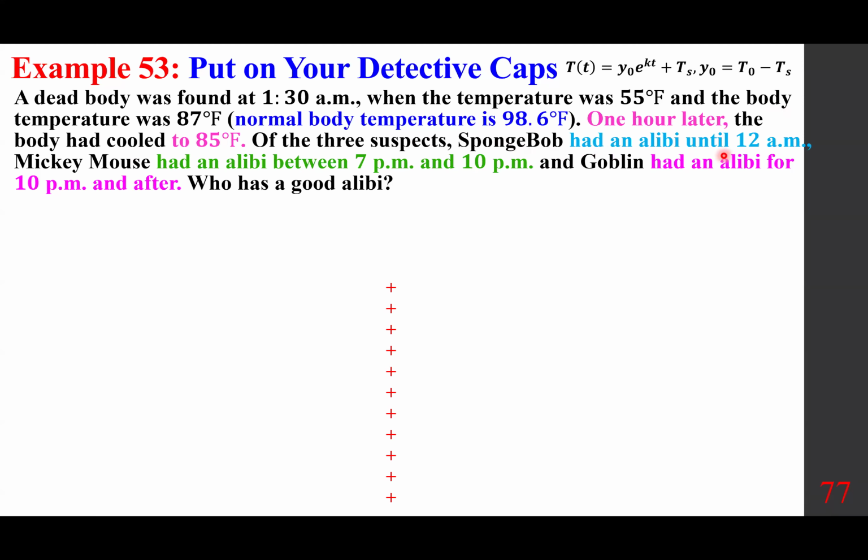SpongeBob had an alibi until 12 a.m. Mickey Mouse had an alibi between 7 and 10 p.m. And Goblin had an alibi for 10 p.m. and after. Who has a good alibi? So CSI, forensic, this is one example that calculus is used. So first and foremost, let's see what's given and then we follow that. It's always important to write the given symbolically, everybody.